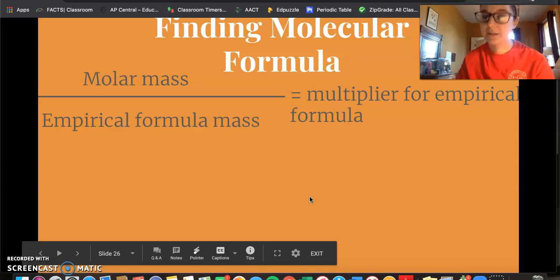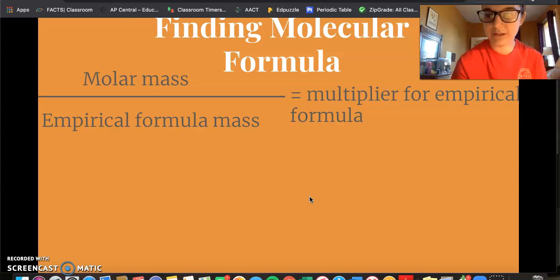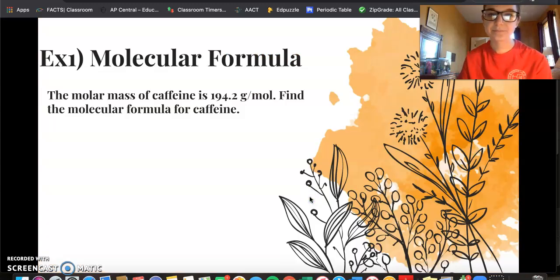To find the molecular formula, we're going to find the molar mass of the compound, which is typically given in the problem, divided by the empirical formula mass, which we can find from the empirical formula from data given, and that will become our multiplier for the empirical formula to make the molecular formula. So let's go through an example of that. The molar mass of caffeine is 194.2 grams per mole. We need to find the molecular formula for caffeine.